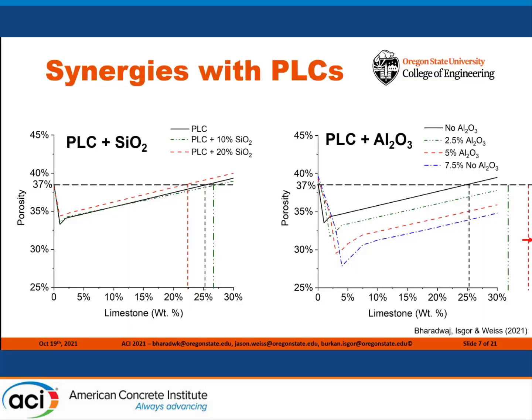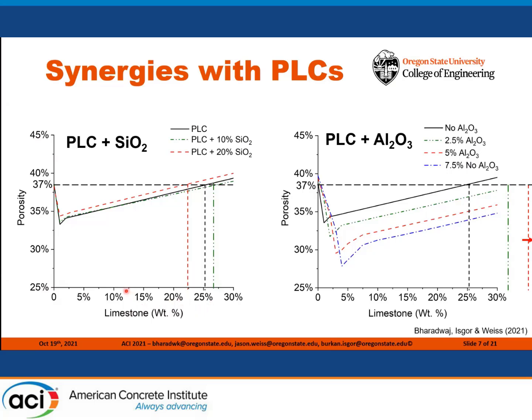Now let's look at how we can exploit this uniqueness of calcined clay. On this slide, we have two plots of porosity as a function of the limestone content in the cements used for different mixtures. The y-axis is the porosity of the paste, and the x-axis is the limestone content in the cement used. And the porosity is calculated for varying limestone contents for different mixtures.